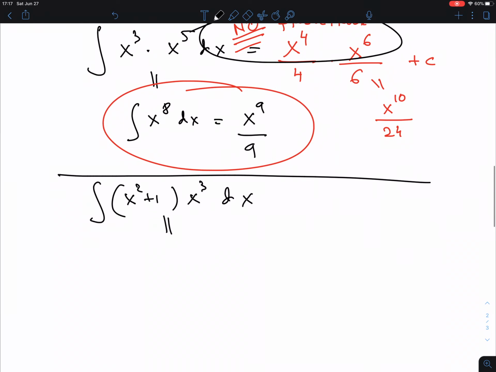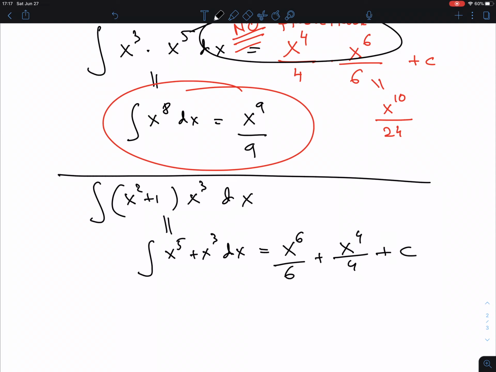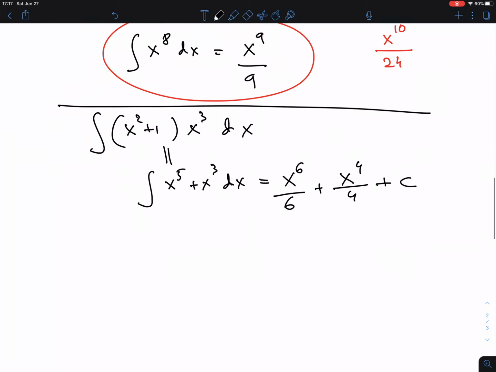So what does this mean? I cannot just integrate each separately. What I have to do is multiply them out. So I have to multiply this out as x to the 5th plus x cubed dx. And now I can antiderive: x to the 6th over 6 plus x to the 4th over 4. And don't forget the plus c. Okay? That is a very common mistake people make. Here is another one.